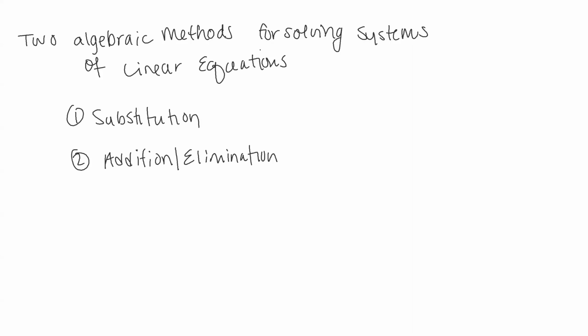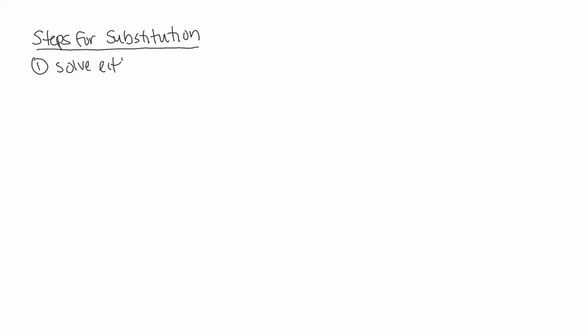So we're going to start by looking at the substitution method, and then we'll move over and look at the addition or elimination method for solving. Okay, so first up, substitution. So steps for substitution. The first thing we want to do is solve either equation for one variable. And I would say it does not matter which equation, which variable, but be kind to yourself.